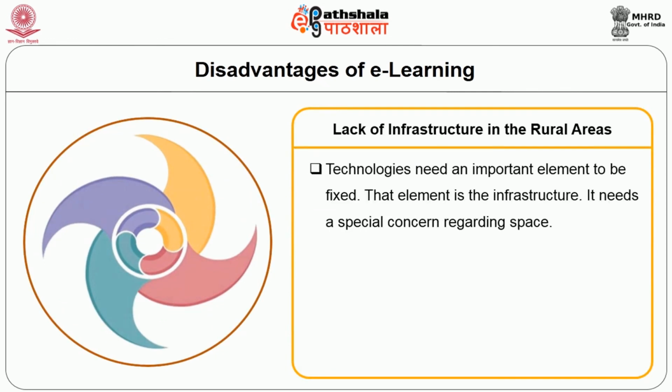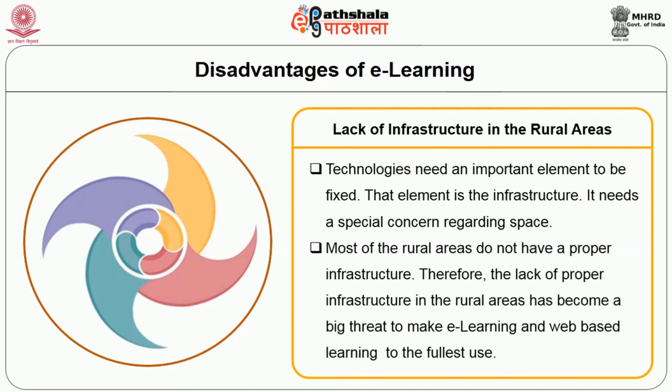Technologies need an important element to be fixed. That element is the infrastructure. It needs special concern regarding space. Most of the rural areas do not have proper infrastructure. Therefore, the lack of proper infrastructure in the rural areas has become a big threat to making e-learning and web-based learning available to the fullest use.